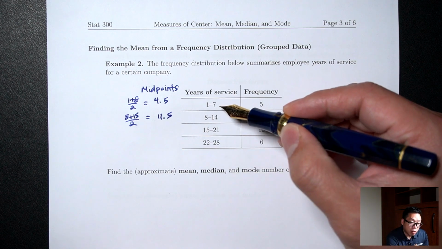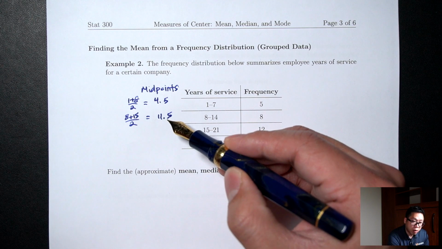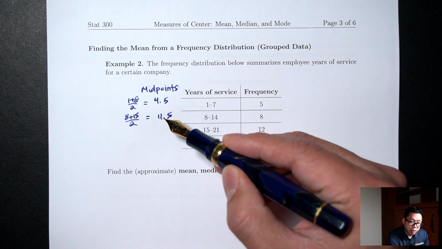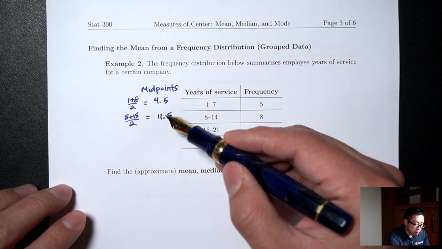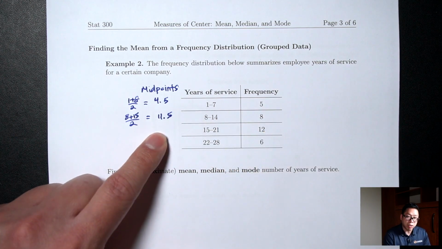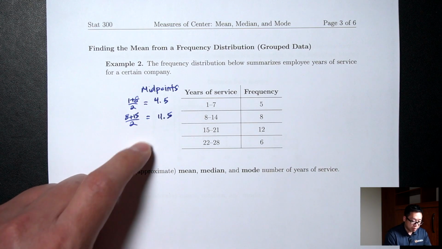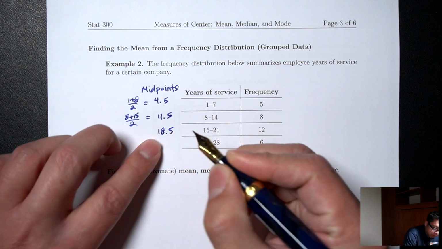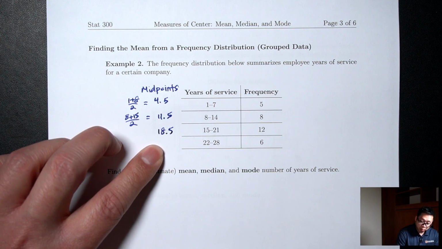All my upper numbers are also going up by 7, which means all my midpoints will also go up by 7. And it is, right? It's 4.5, 11.5. That's 7 away. So all we need to do is just keep on adding 7s, and we'll get the rest of the midpoints. So 11.5 plus 7, that's 18.5. 18.5 plus 7, 25.5.